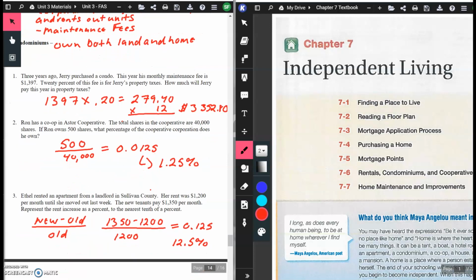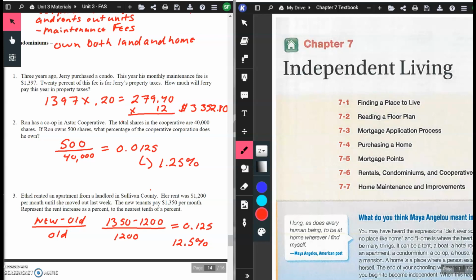Question 1. Three years ago, Jerry purchased a condo. This year, his monthly maintenance fee is $13.97. 20% of this fee is for Jerry's property taxes. How much will Jerry pay this year in property taxes? So you take your $13.97 and multiply it by your 20%, or 0.20, to figure out what he owes for property tax. That would be $279.40 per month.